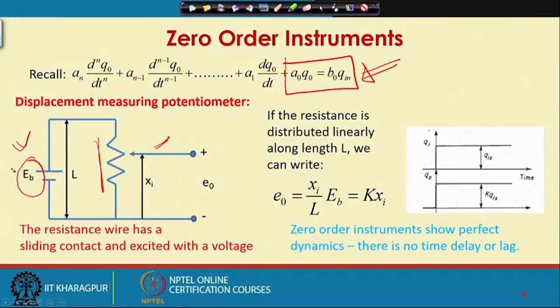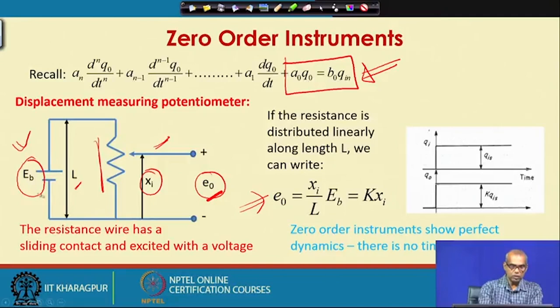If the resistance is distributed linearly along the length of the wire, we can relate the output with this input as this. So, basically we can write E_0 times L is equal to E_B times X_i, or E_0 equal to X_i by L times E_B, and E_B by L is K, the static sensitivity.